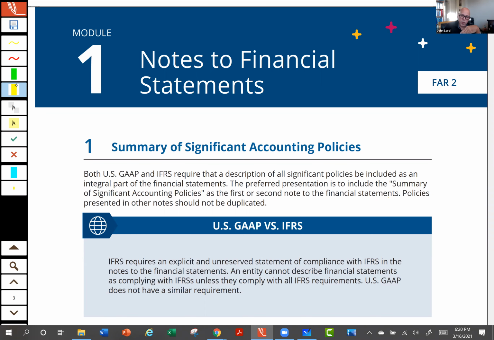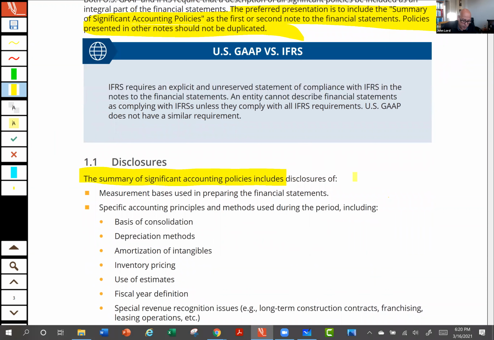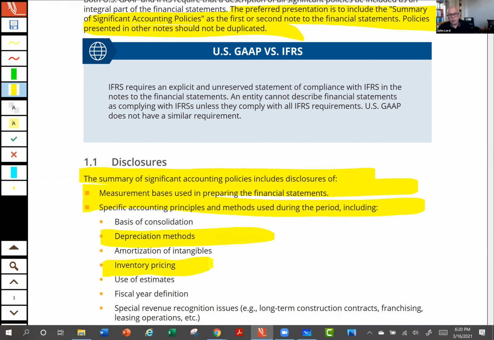What this notes to the financial statements discussion is talking about is what constitutes that first or second note that you see in any set of financial statements, called the summary of significant accounting policies. The nature of things that you see are discussion of measurement methods that they're using, the different types of accounting, what their depreciation methods are, what their inventory pricing is, etc. I'm not going to read all these because I think you get the sense of something that's summarizing accounting principles. That is the first or second note that you see in a set of financials.